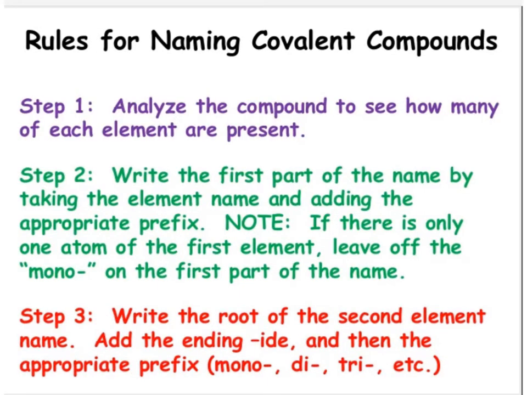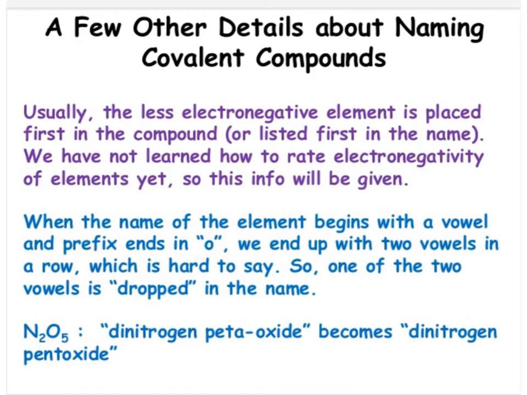Here are the rules for naming covalent compounds. Step 1. Analyze the compound to see how many of each element are present. Step 2. Write the first part of the name by taking the element name and adding the appropriate prefix. Note, if there is only one atom of the first element, leave off the mono on the first part of the name. Step 3. Write the root of the second element name. Add the ending IDE and then the appropriate prefix: mono, di, tri, etc.